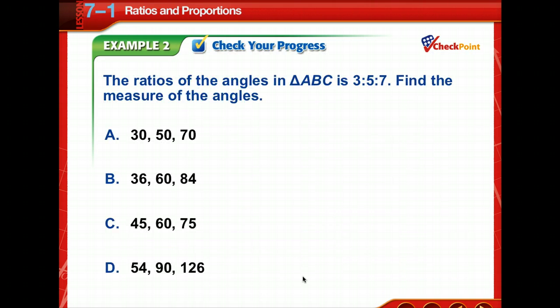So time for you to check your progress. So pause the video and work this problem just like we did the example before, and then come back and check your answer.